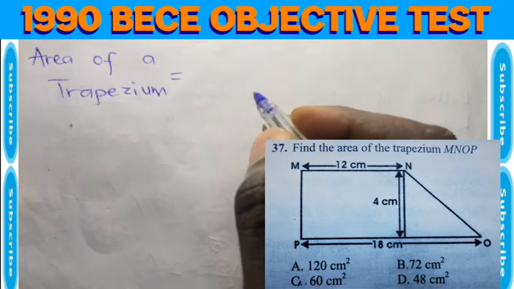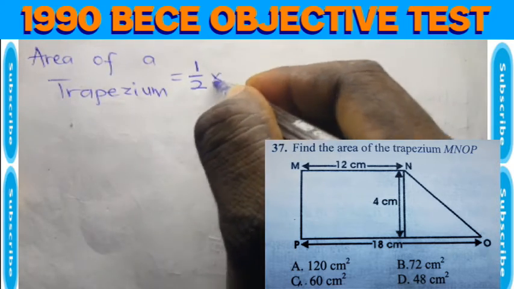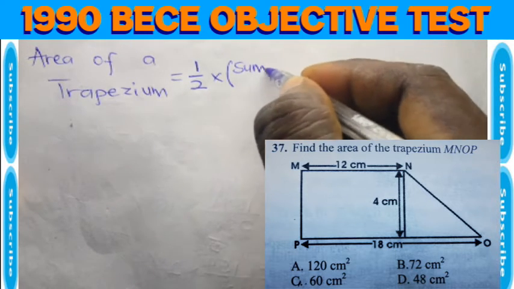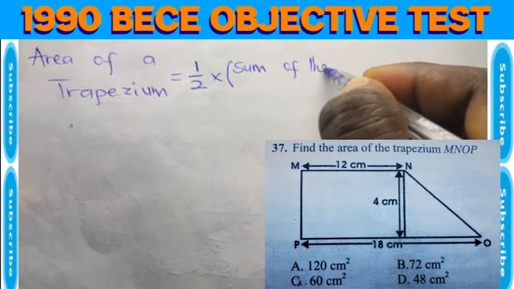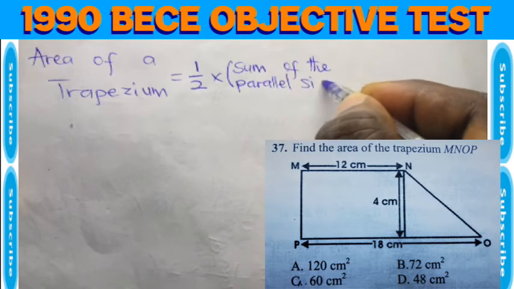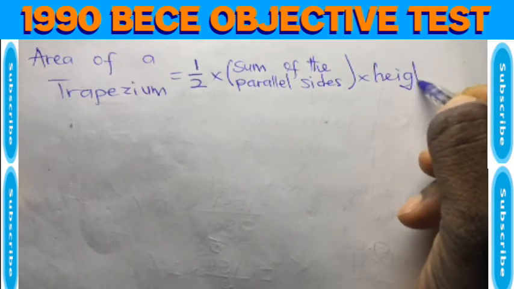To find the area of a trapezium, the formula is given by half multiplied by the sum of the parallel sides, multiplied by the height.